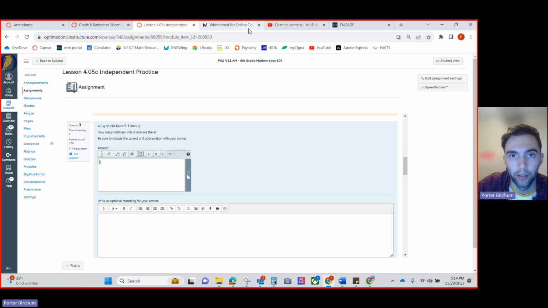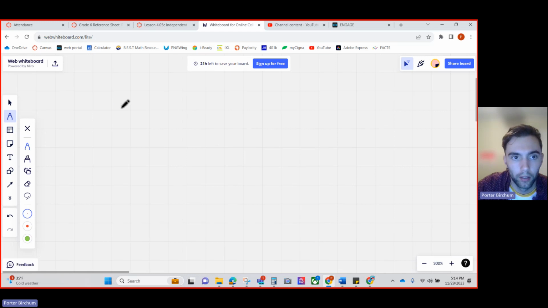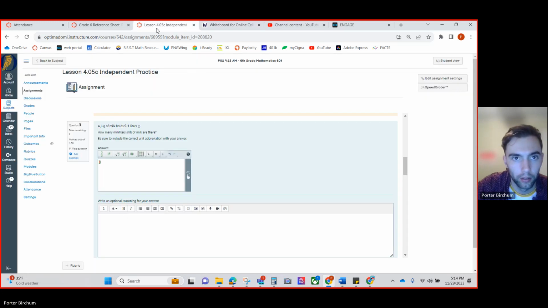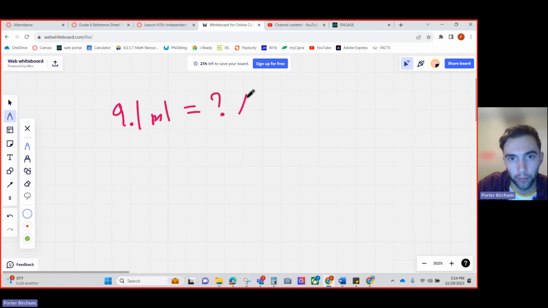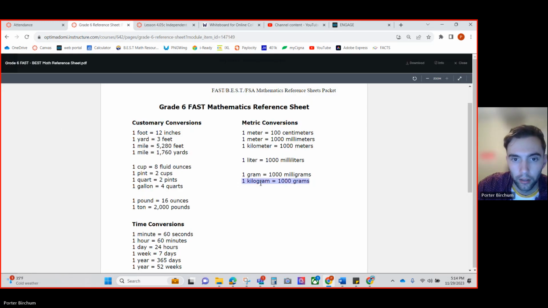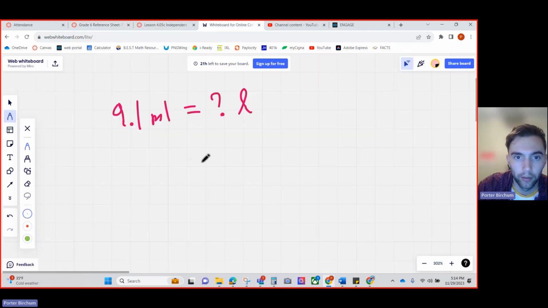9.1 liters into milliliters. 9.1 liters into question mark milliliters. I'm going to do a cursive lowercase l, so that way you can tell the difference. Liters into, oh, 1 liter is 1,000 milliliters. That was easy to find. 1 liter is 1,000 milliliters.